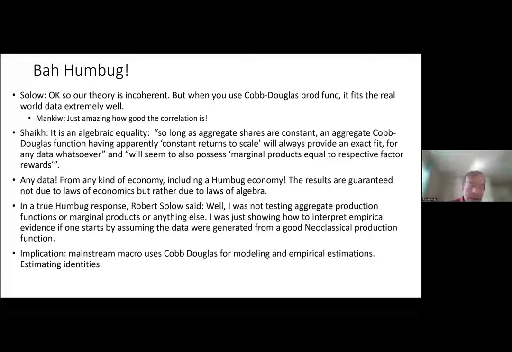Well, I don't think aggregate production functions are a way to do anything at all. I think the things that work well are stock-flow consistent modeling with a Wynne Godley sectoral balances approach. I would do that instead of using production functions.